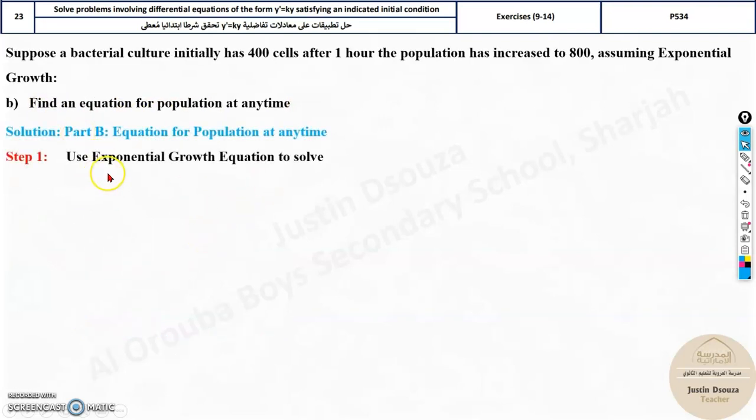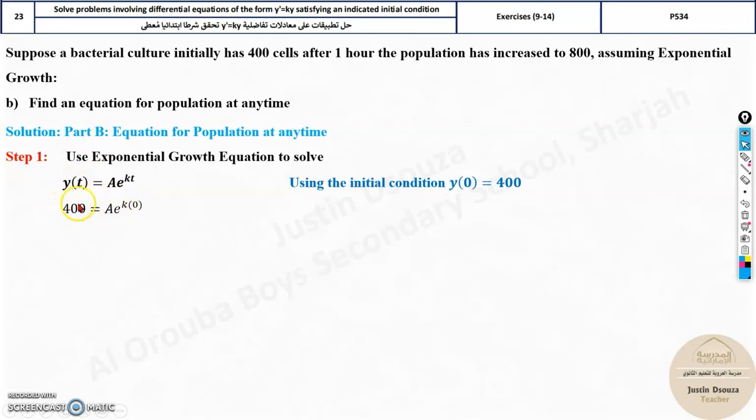So now we have to use the exponential growth formula over here. This is very important. Y of any time t equals A e to the power kt. Now, A is the initial population, k is the constant of population growth, and t will be the time. Now, what do we know? We know that initially at 0th time it is 400 cells. So substitute and let's find the A value.